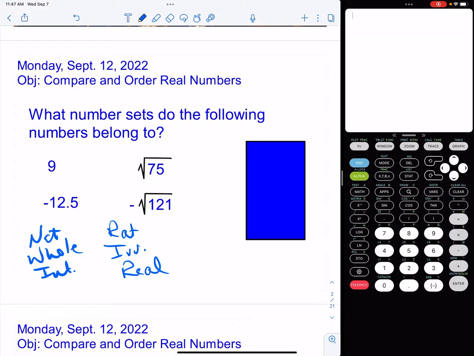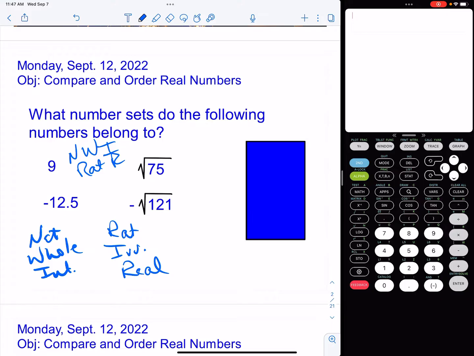Now, a couple of things that we need to remember about testing these. Like in this first one, we got a 9, and we want to know what number sets it belongs to. So is it a counting number? Yes. So 9 is a natural number, which makes it also a whole number, which makes it an integer, which makes it a rational number, which then makes it a real number.